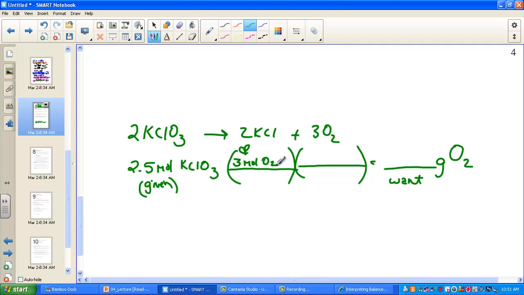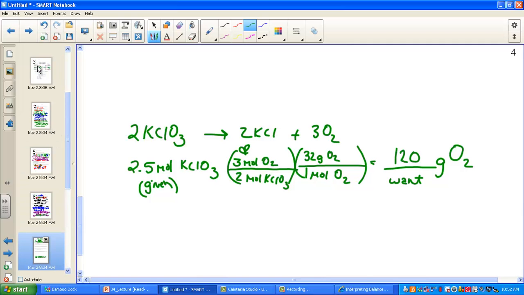The coefficient for our desired quantity to calculate here is a 3. Calculation for oxygen, 3 moles from 2 moles of potassium chlorate. Molar mass of 32 grams per mole exchanges the mole unit into the mass unit for molecular oxygen. 2.5 moles of potassium chlorate times that ratio of 3 divided by 2 times 32 over 1, and this will show me 120 grams of oxygen.